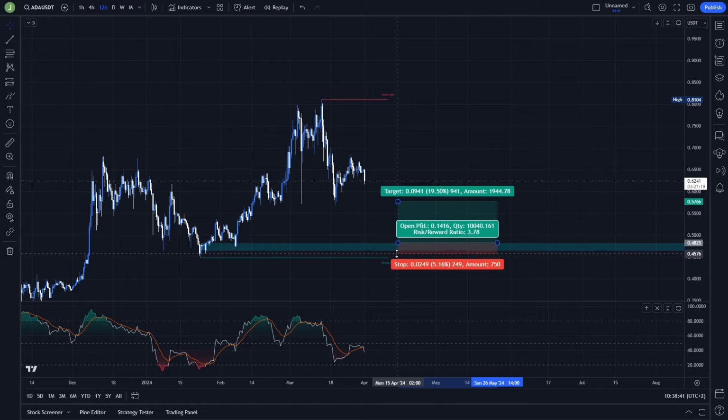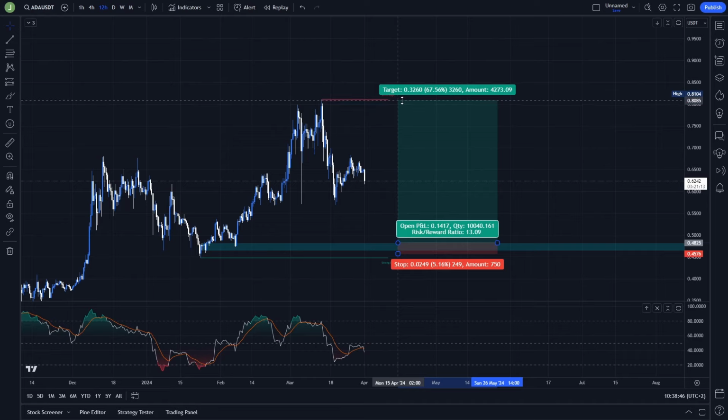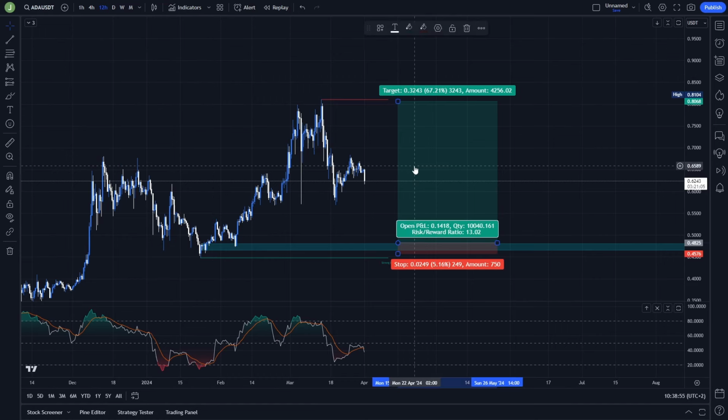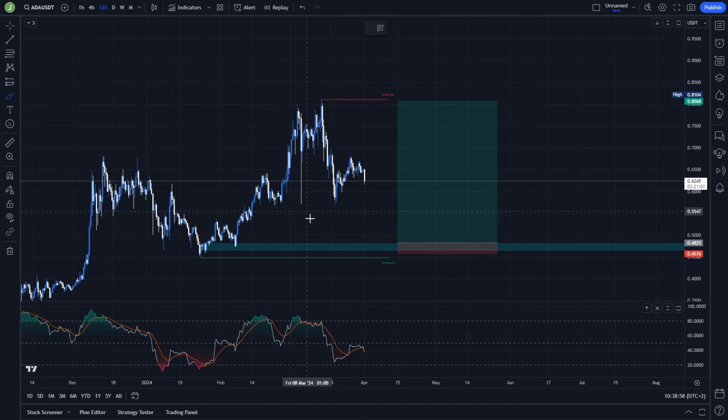Stop loss, again, you need to place under the low that we will create during the fake out. So let's say the market will do something like this here. And your last take profit target, you can place under the current week high, which is at the level 0.8104. The potential risk reward ratio with this trade will be around 13.02, which is in my opinion absolutely insane.